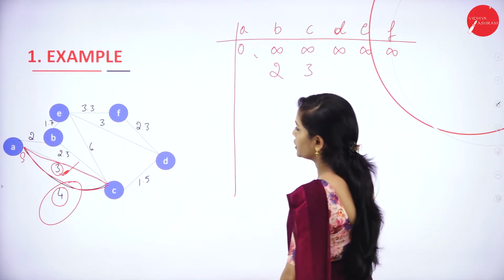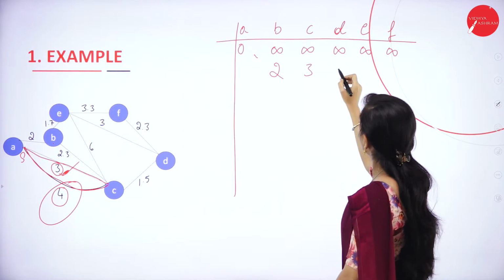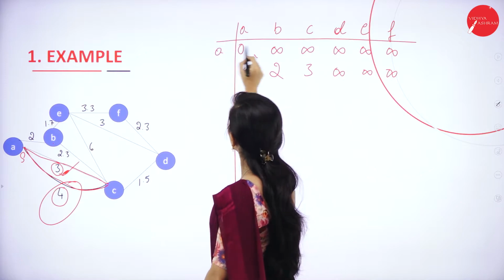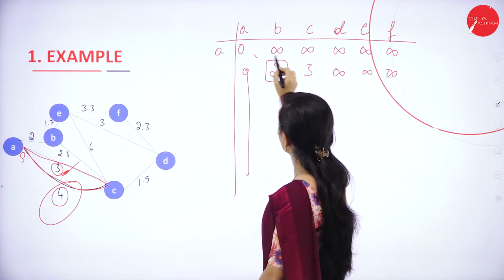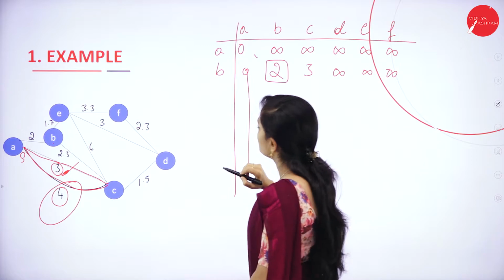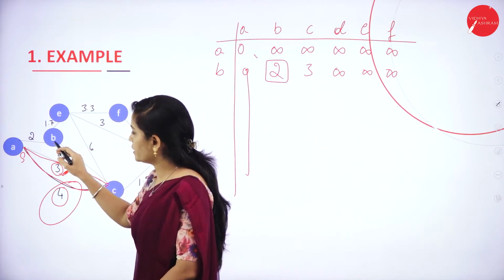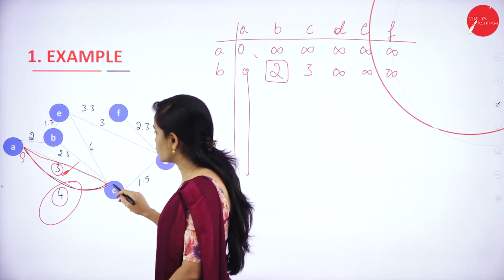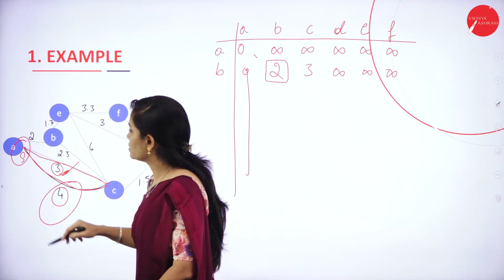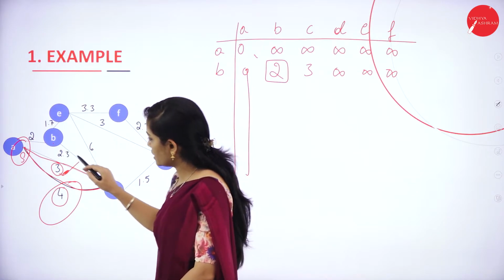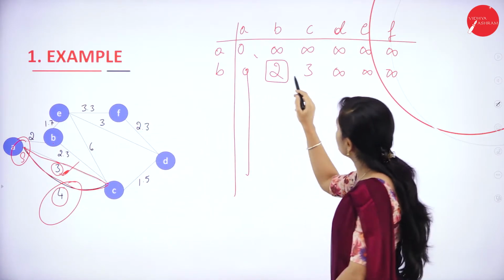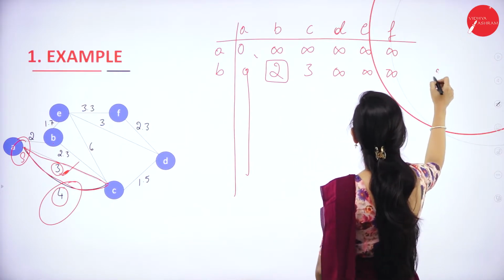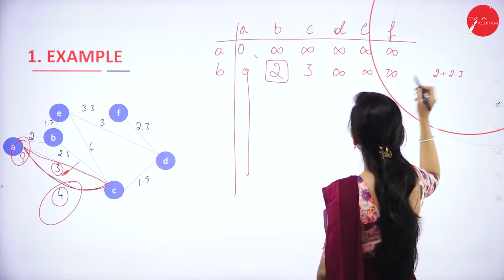And A is not connected to E, F and D, so it is infinity and infinity. Among these values, the least value is B, which is 2. B is connected to E and B is connected to C. Now you can cancel this. B to C edge value is 2.3. So 2 plus 2.3 is 4.3.